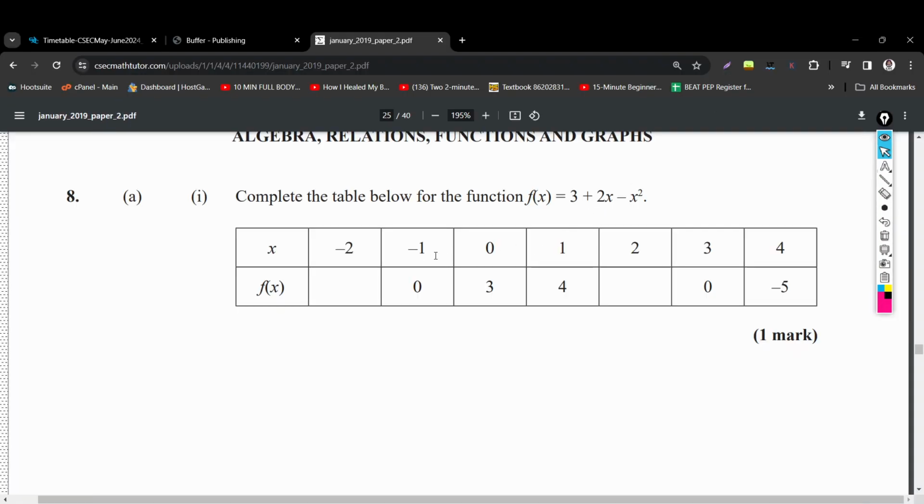Hey guys, what's up? So today we're going to be looking at January 2019, paper 2, number 8. It says complete the table below for the function f of x is equal to 3 plus 2x minus x squared. So this is actually not bad, guys. This is kind of easy.